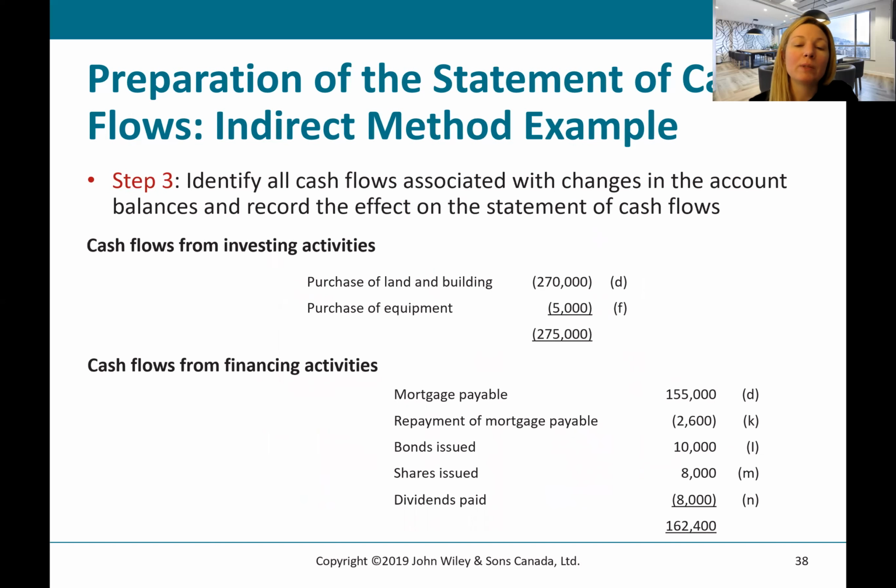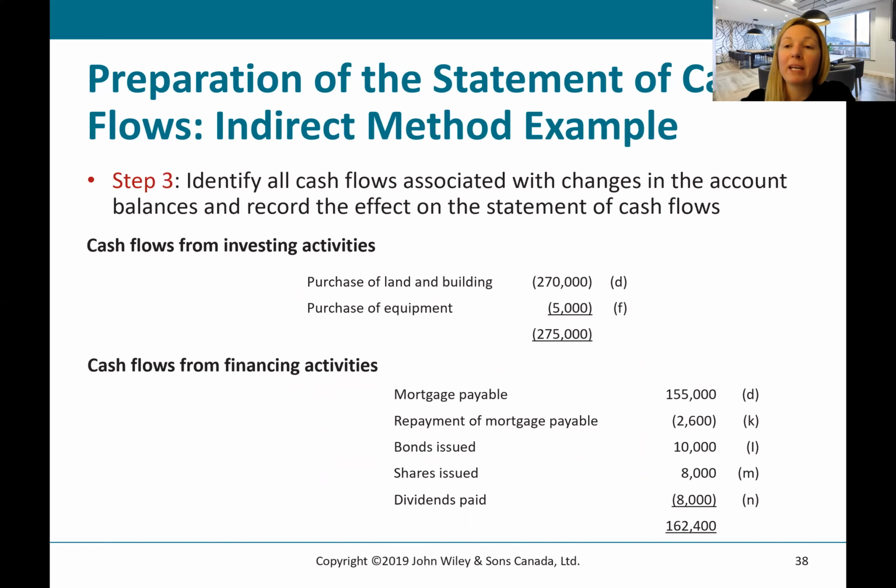And that's exactly what we do have. So our total cash flows from investing activities are going to be $275,000. Now we're moving on. So those are all of our long-term assets. Now we're going to move on to our financing activities, which are like mortgages, bonds, or equity.